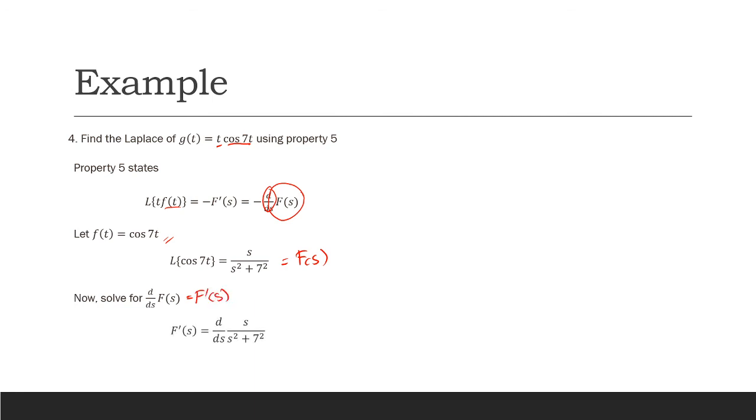So, solving for the derivative, solving for d over ds f of s, or simply f prime of s. So, we will have f prime of s is equal to d over ds s over s squared plus 7 squared. Again, we need to use quotient rule for this one. So, yung quotient rule natin, we have s squared plus 49 that is our v, times ang du natin is 1, minus s, that's our u, and our dv is 2s, over v squared, that is s squared plus 49 squared. So, we will arrive at s squared minus 49 over s squared plus 49 squared.